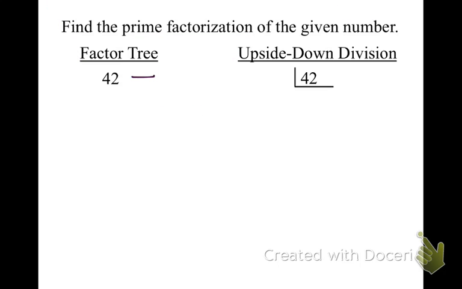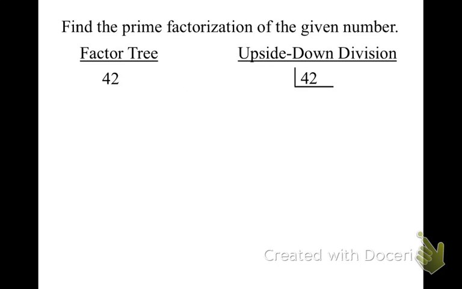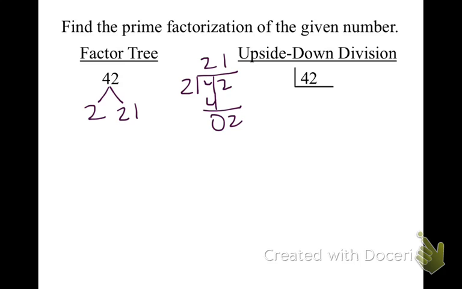Now you should notice this ends in a 2. 2 is an even number, so it must be divisible by 2. So let's break this one apart. Using my factor tree, I know 2 can go into it. So 2 goes into 42 how many times? 21. Now I already know 2 is a prime number, so I'm going to circle it.